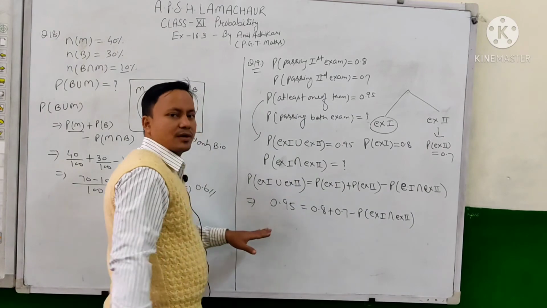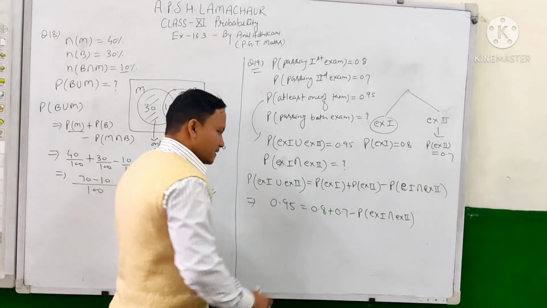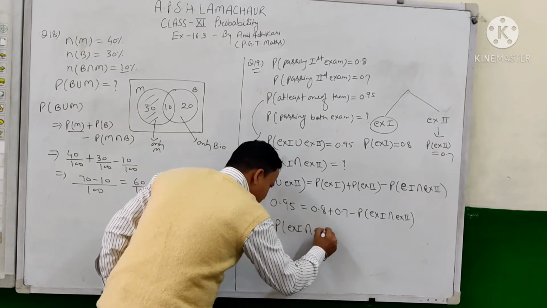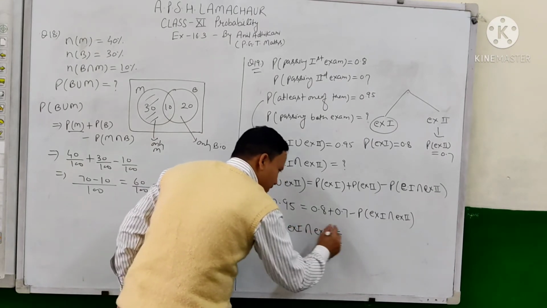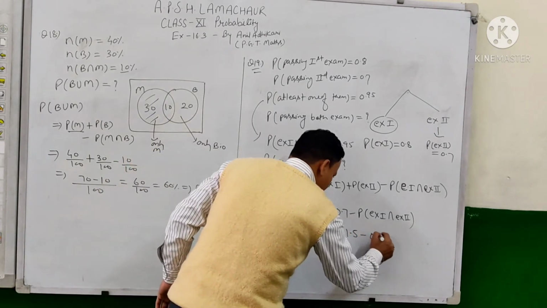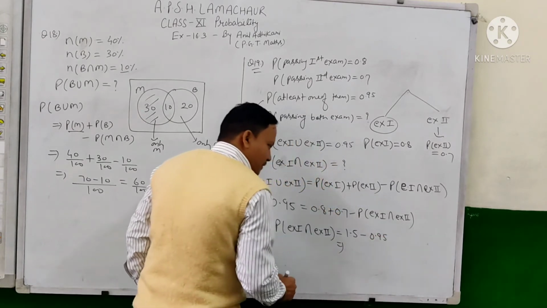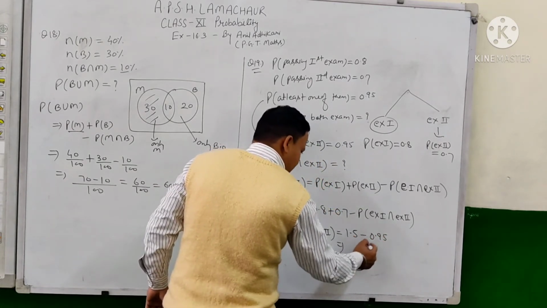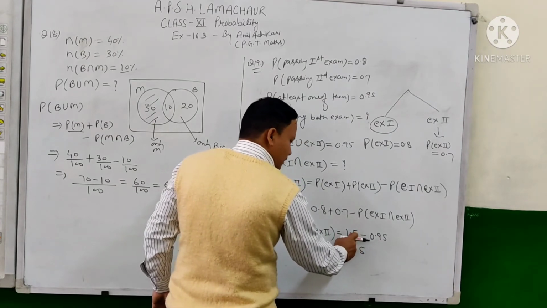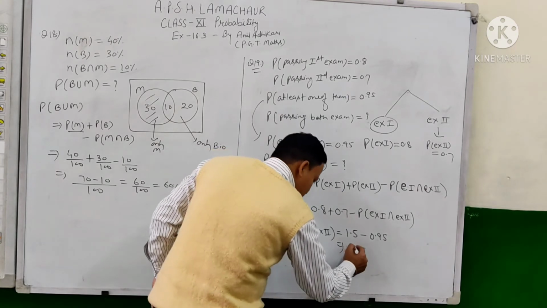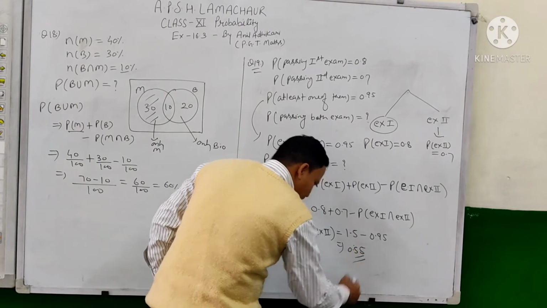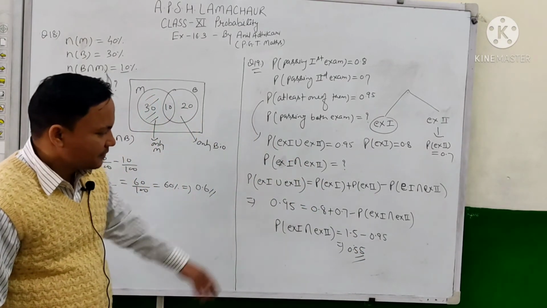So shifting this amount towards the left hand side and this one towards the right hand side, we get probability of exam first intersection exam second is equal to 0.7 plus 0.8, that is 1.5, minus 0.95. So what will you get from here? 10 minus 5 is 5, and here will be 14. Now 14 minus 9 is 5, so 0.55 is your required answer. Okay, pause the video and take the screenshot.